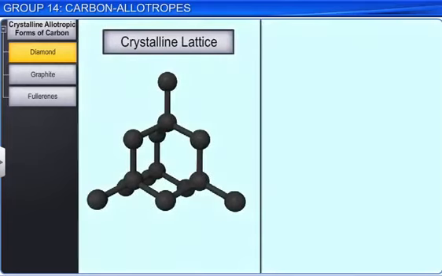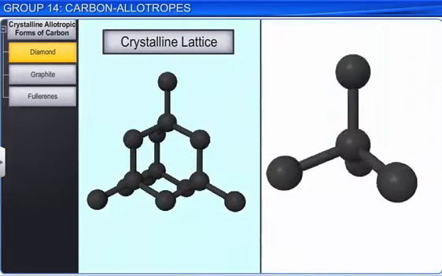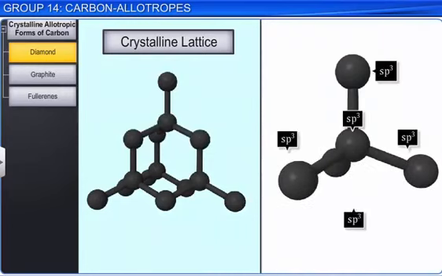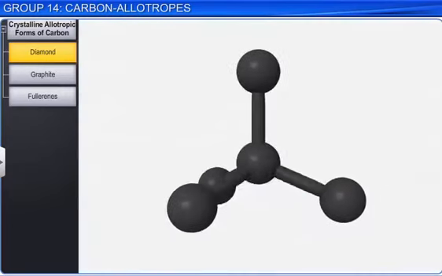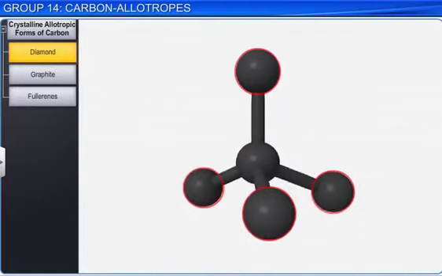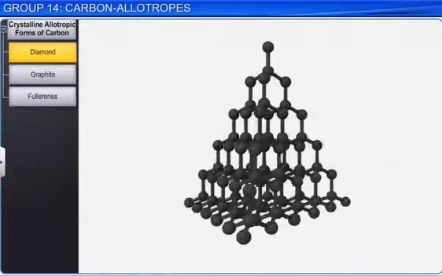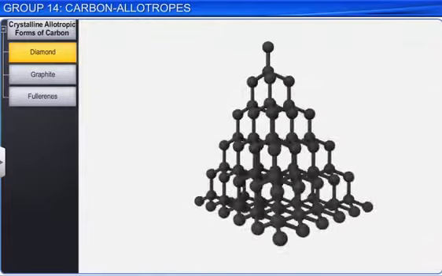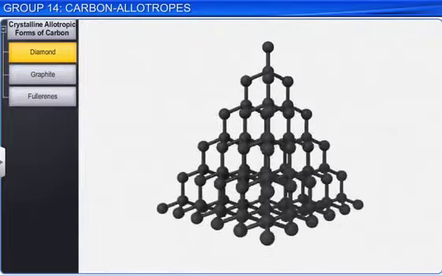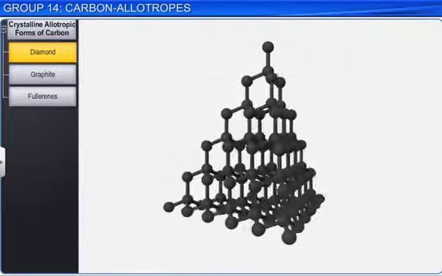In diamond, all carbon atoms exhibit sp3 hybridization. Each carbon is bonded to four other carbon atoms situated tetrahedrally around it. The C-C bond length is 154 picometers. This directional network extends in space and produces a three-dimensional network of carbon atoms as shown in the illustration.